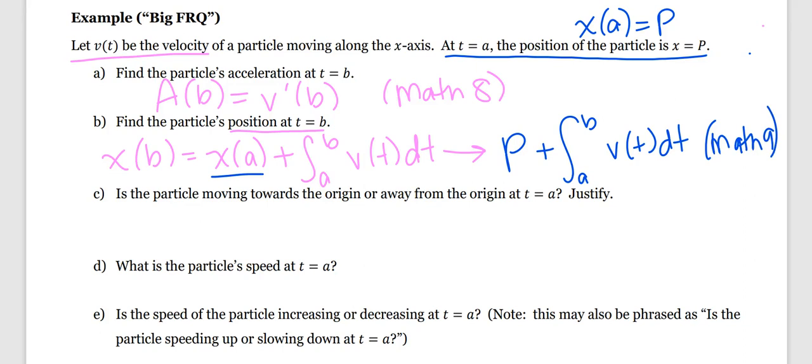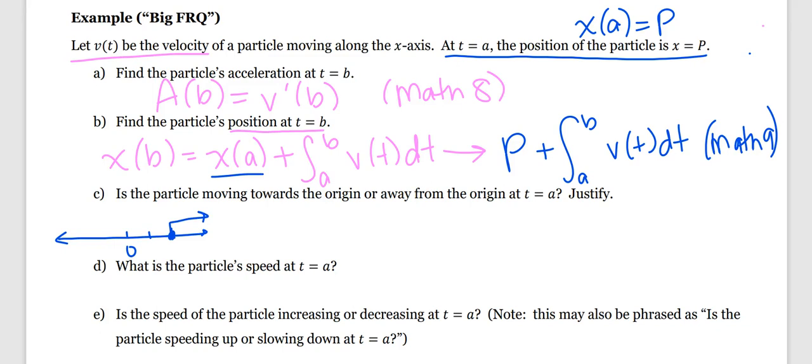All right, part C, is the particle moving towards the origin or away from the origin at time t equals a? Justify. So let's draw a little x-axis here. Here's the origin. Let's say that my position is positive 2, so it's to the right of the origin. Let's assume my velocity is also positive, and that means my particle is moving to the right. Notice in this case, my position was positive and my velocity was positive, and it's moving away from the origin.